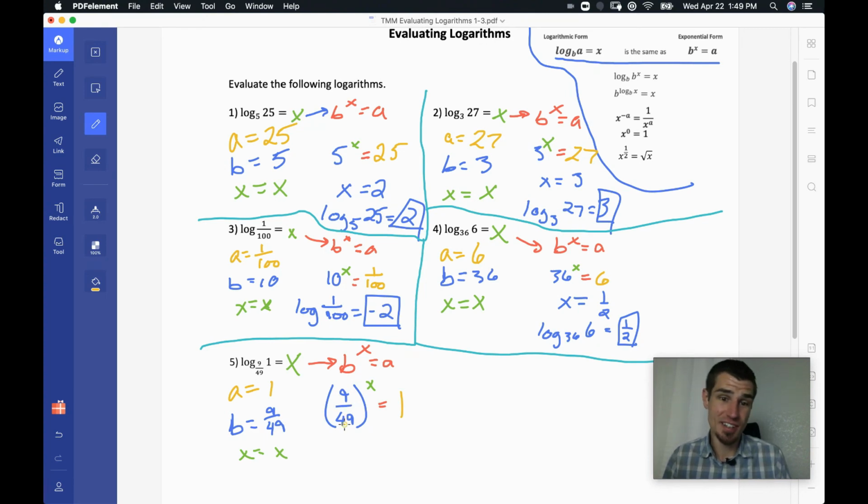It could have been anything. Anything to the power of 0 equals 1. So we know that our x has to be 0. Therefore, log base 9 over 49 of 1 has to equal 0.